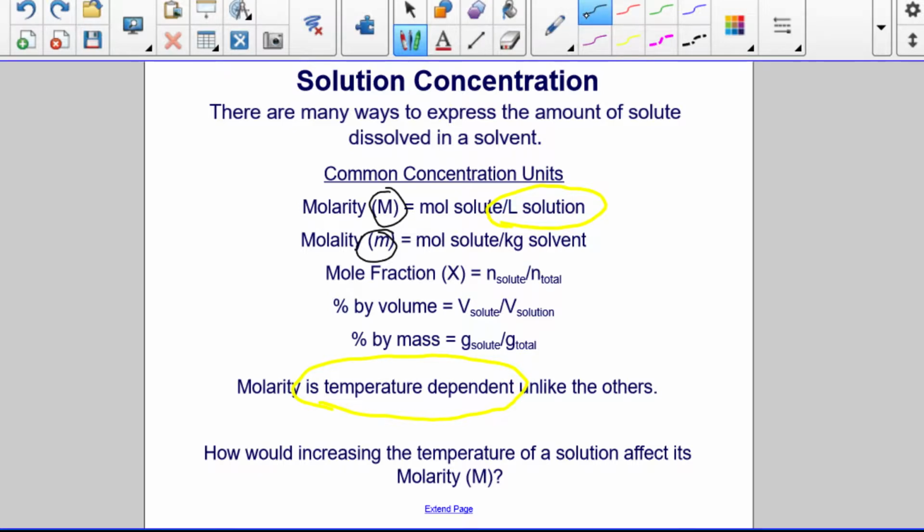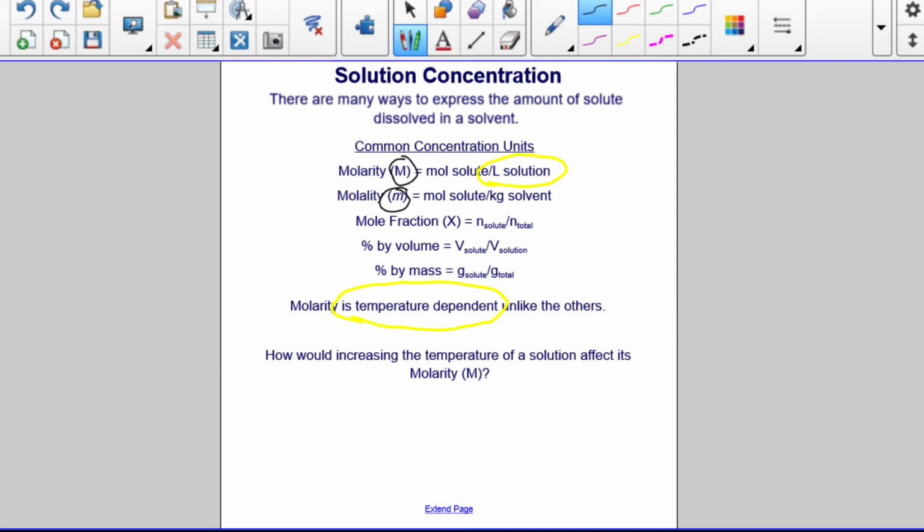Well, as the temperature increases, the volume also increases, theoretically, or generally. And so remember that molarity is the moles of solute per liter of solution.